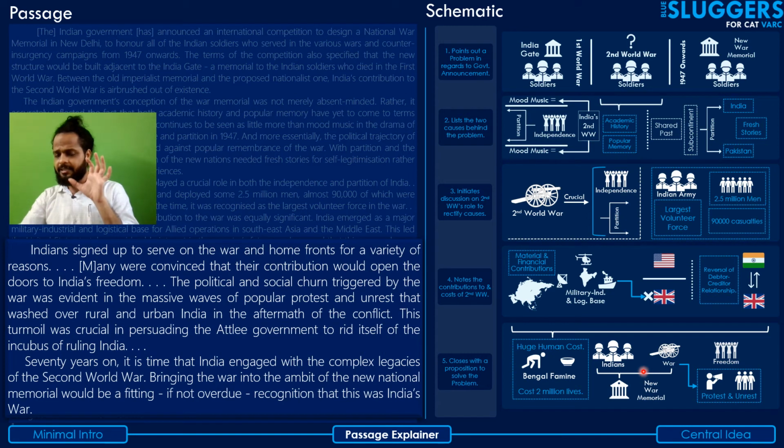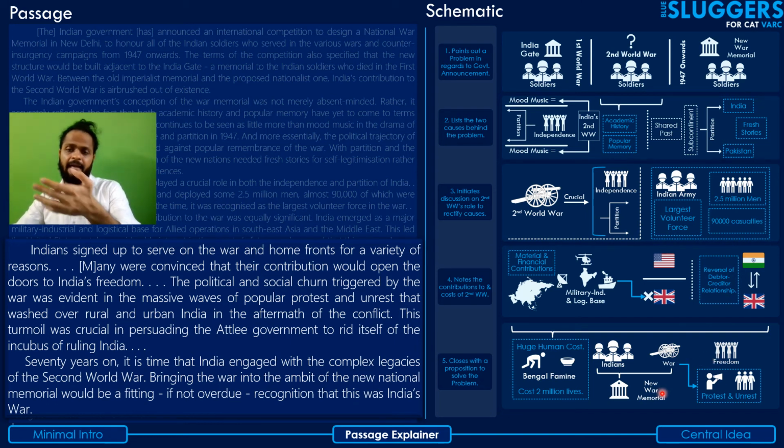Right. So the author has demonstrated here how the involvement of India in the Second World War did play an instrumental role, a determining role, in getting India the freedom that it wanted, the independence that it wanted from the Britishers, right?